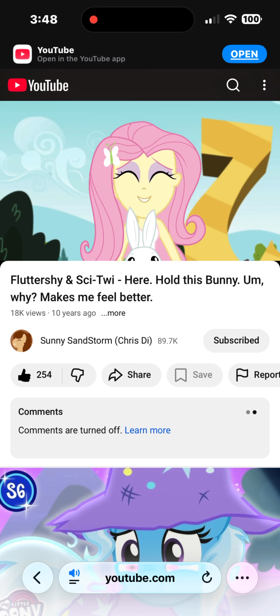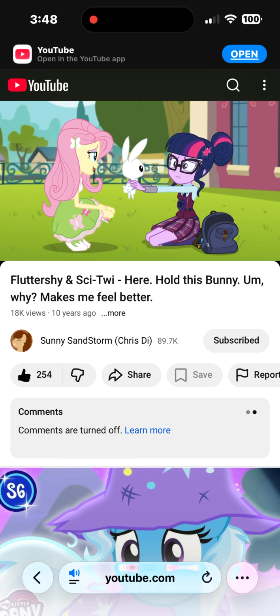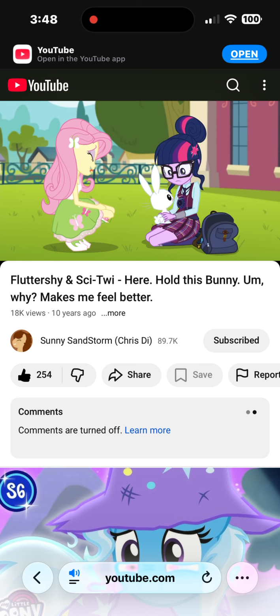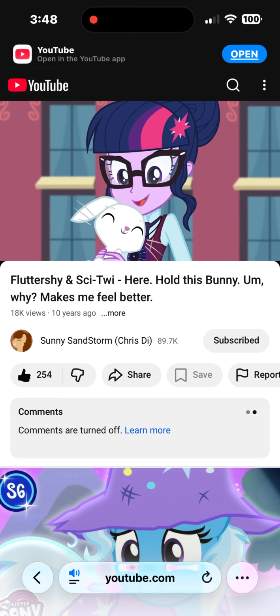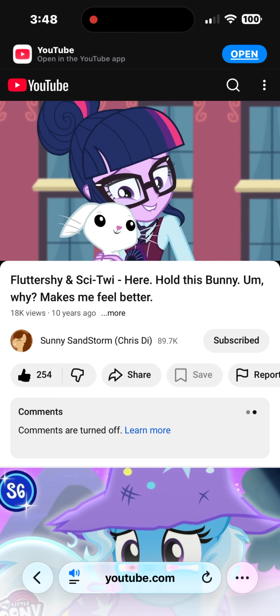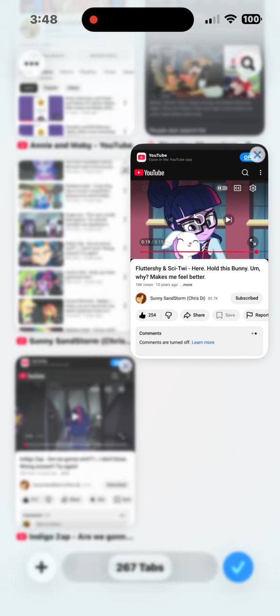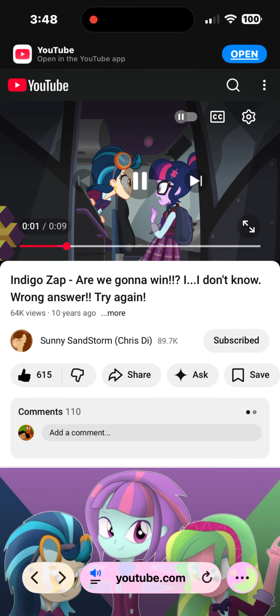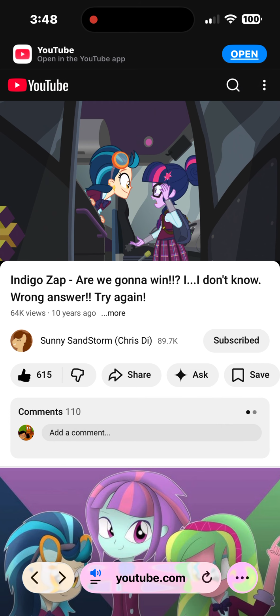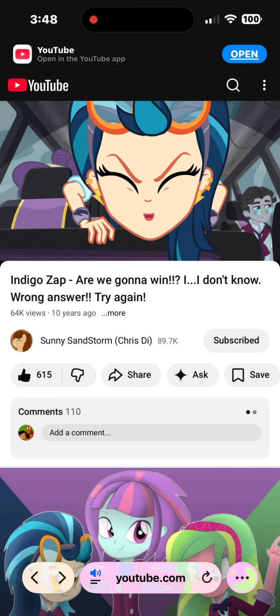Here, hold this. Why? Holding a bunny always makes me feel better. Well, that's ridiculous. But, oh, it actually kind of works. Are we gonna win? I don't know. Wrong answer! Try again! Are we gonna win?